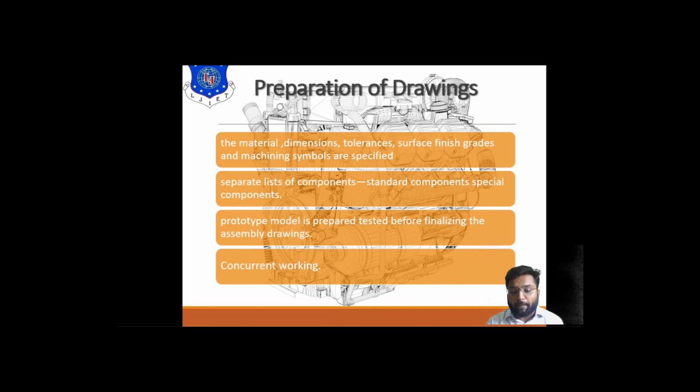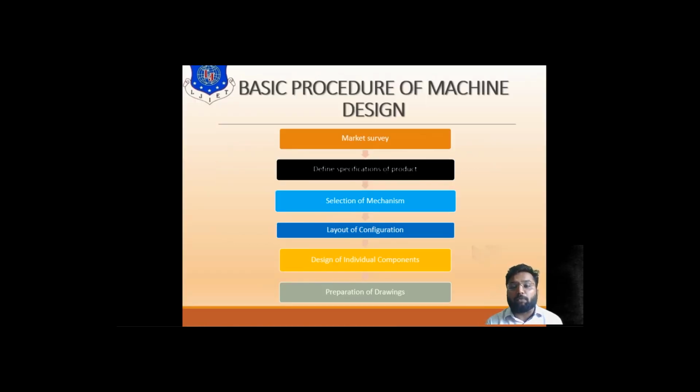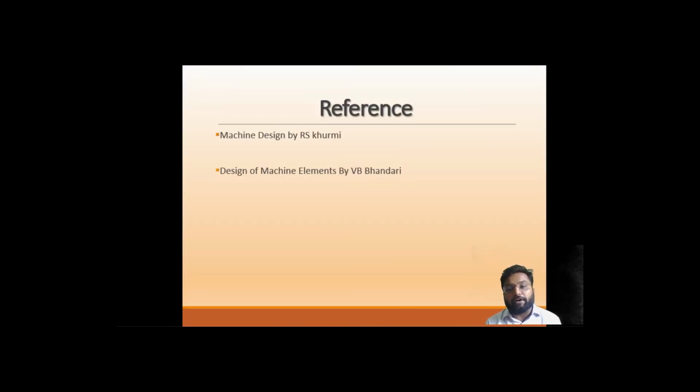So this was the topic of our design considerations of a general design. This was the basic procedure. I hope you got each and every aspect of this basic design very well. I have taken this particular topic from Design of Machine Elements by VB Bhandari. It is also there in Machine Design by RS Khurmi.